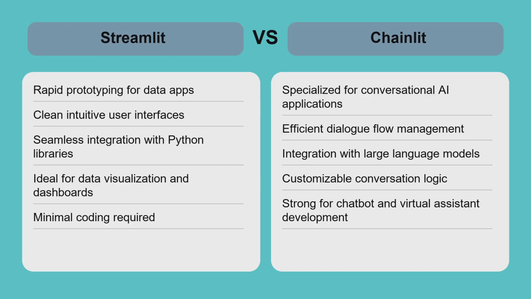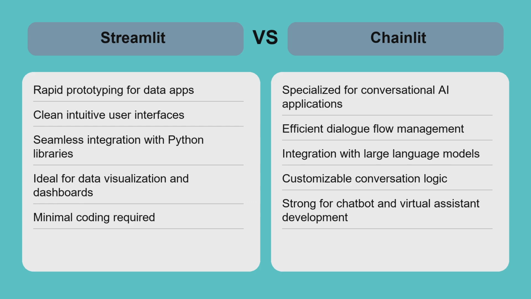Streamlit and Chainlit serve different but complementary purposes in AI app development. Streamlit shines when you need to build quick, visually rich data apps or AI demos, especially for analytics or model visualization. It offers simplicity and speed, but lacks built-in support for complex conversational flows. Chainlit, on the other hand, excels in creating chatbots and conversational agents by managing dialogue states and integrating language models seamlessly. The trade-off is between Streamlit's broad applicability and Chainlit's deep conversational focus.